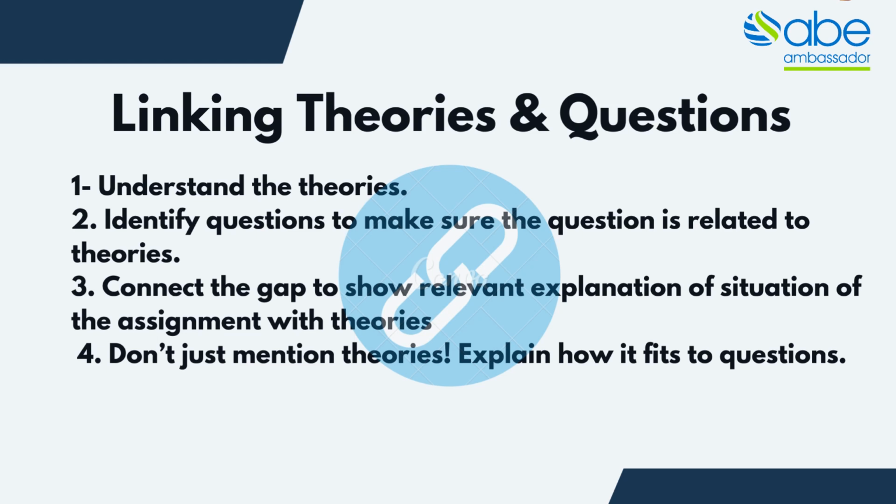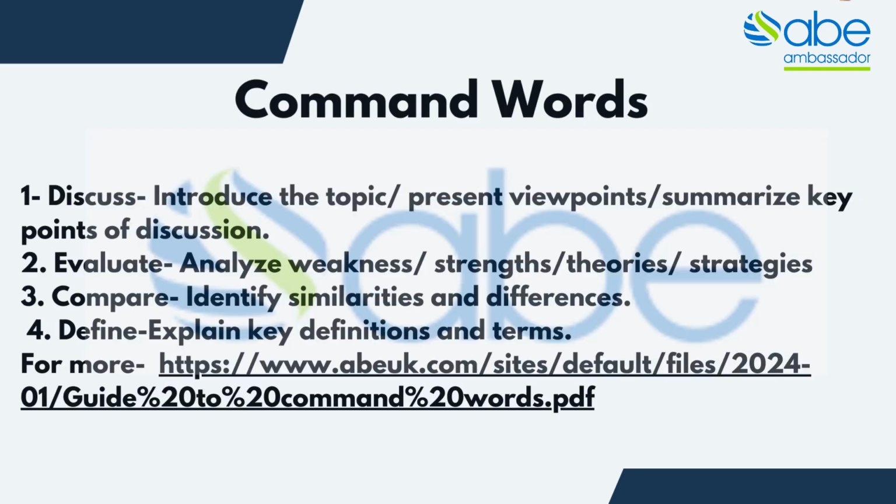So you should not just mention theories. You will have to explain what the theory is, and explain how the context that you are writing about fits the questions and theories. How things can change, how things can develop through theories. So this is how you have to analyze it carefully, then you will get an effective assignment. So let's move on to the next part.